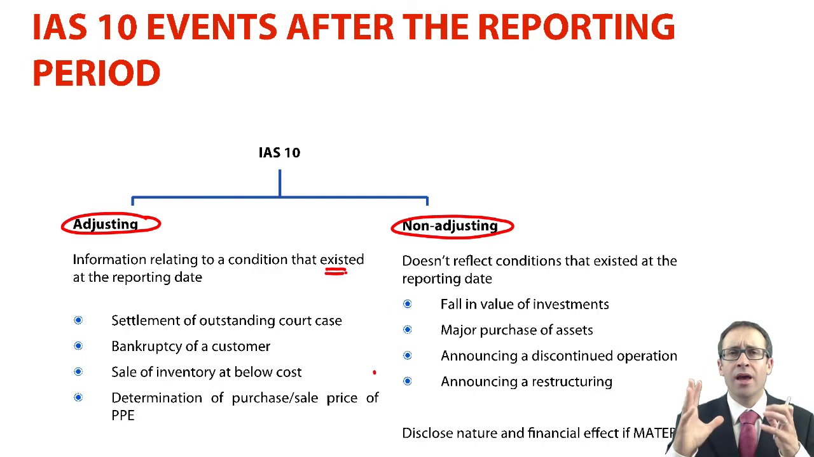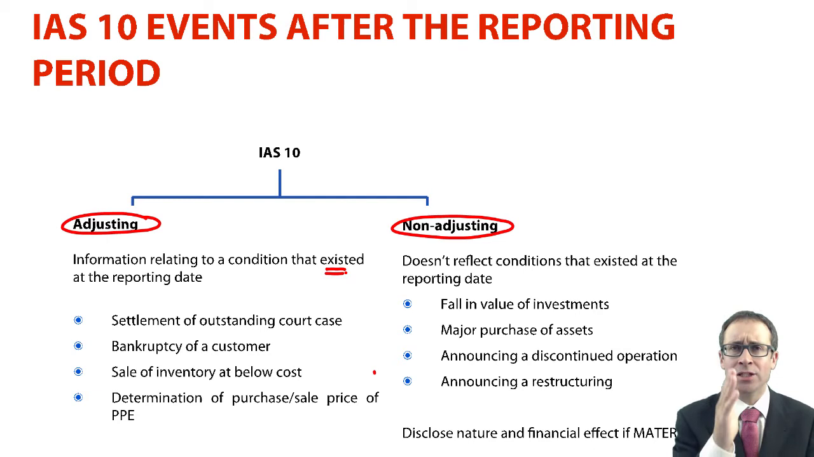If you go through and announce a discontinued operation or a reconstruction or restructuring after the reporting date, again, the condition didn't exist. It's only when you make the announcement that something becomes, if you like, in the public domain, and we can therefore then make the provision for your restructuring or the redundancy. So we do not go through that and make the provision at the year end. We make the provision once the announcement has been made, because that is when the obligation is created. The obligation did not exist at the reporting date.